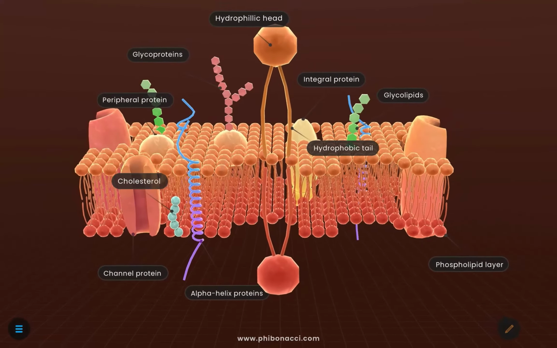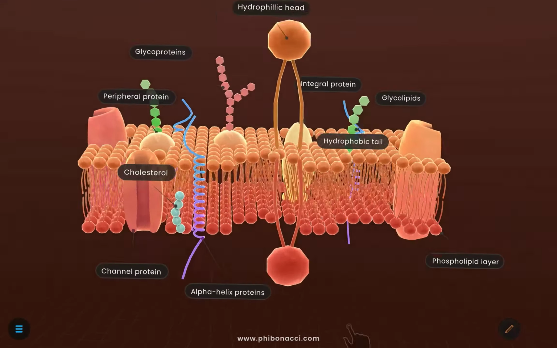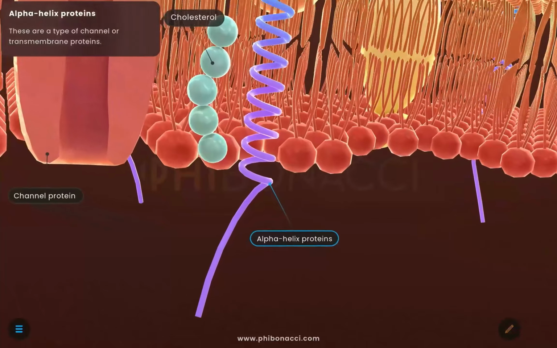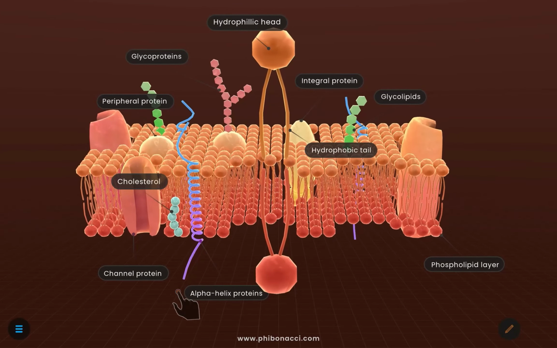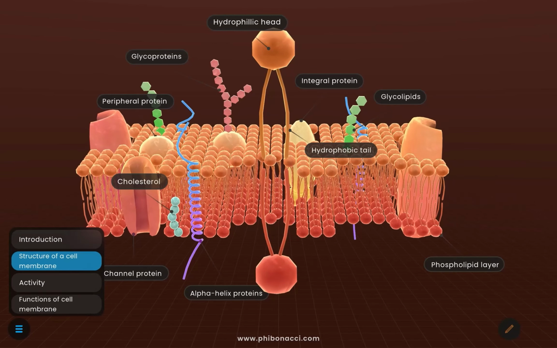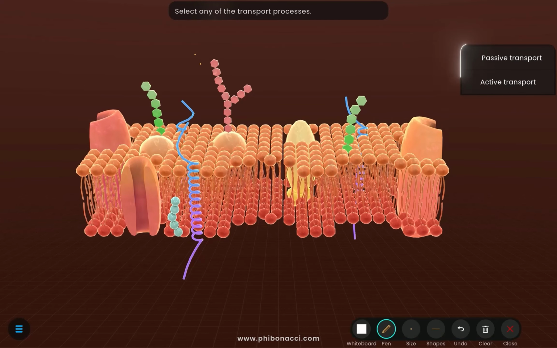Okay, so these were the different structural components of the cell membrane. Now, how these components actually help in the different functions performed by the cell membrane, that we are going to study in the functions of the cell membrane. One of the major functions of the cell membrane is transport. The cell membrane allows the entry and exit of materials through it, so those transport processes form a very vital function of the cell membrane.